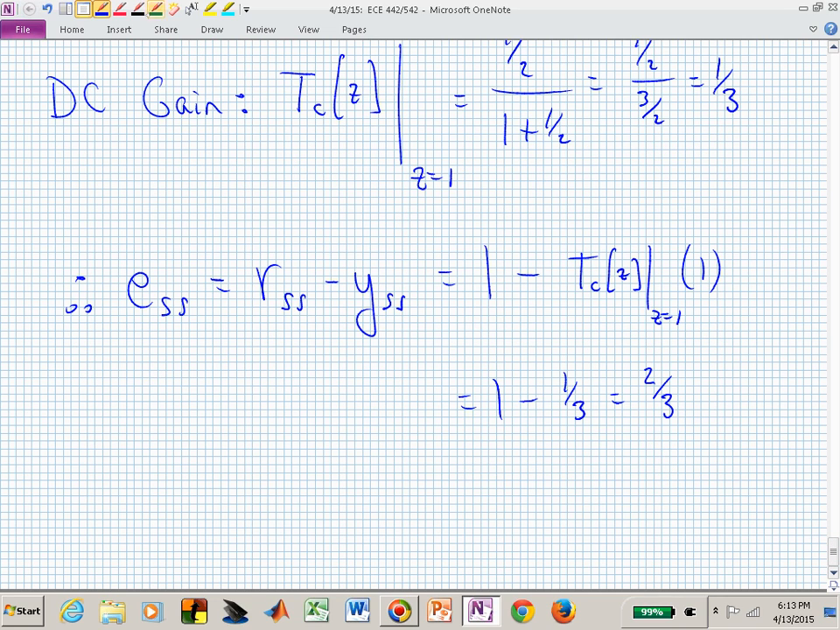If you go into your boss and you say, I stabilized this delay, this unit delay, with a controller, a gain of 1/2, I'm paying you how much? is what your boss might say. And she might say, what's the steady state error? And you go, oh, it's 2/3. Is that acceptable?